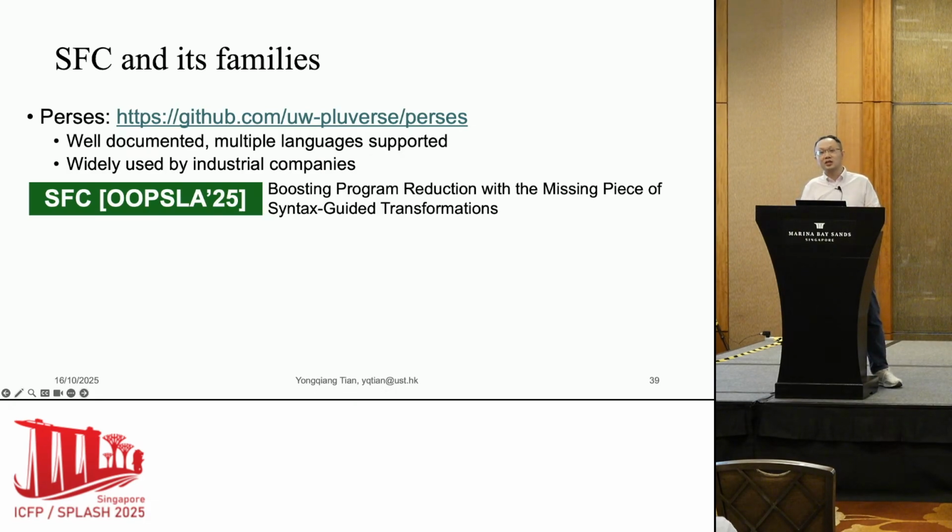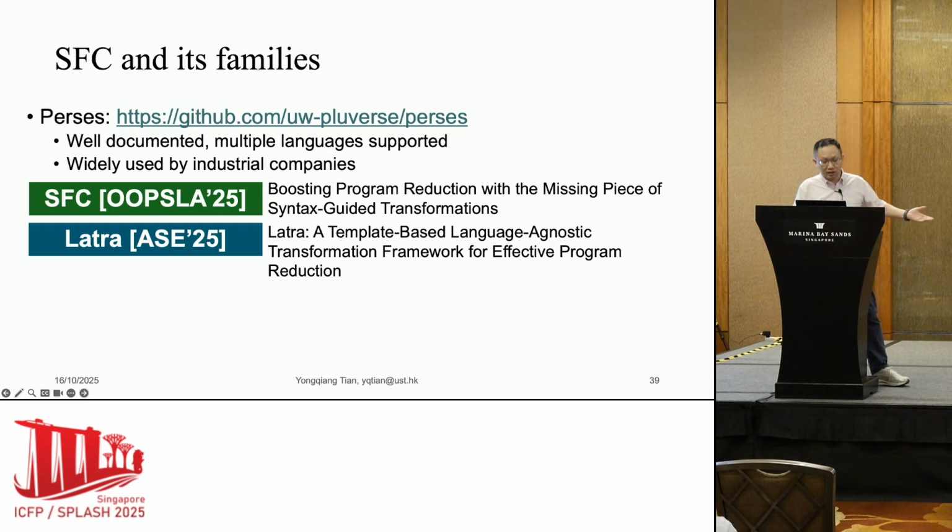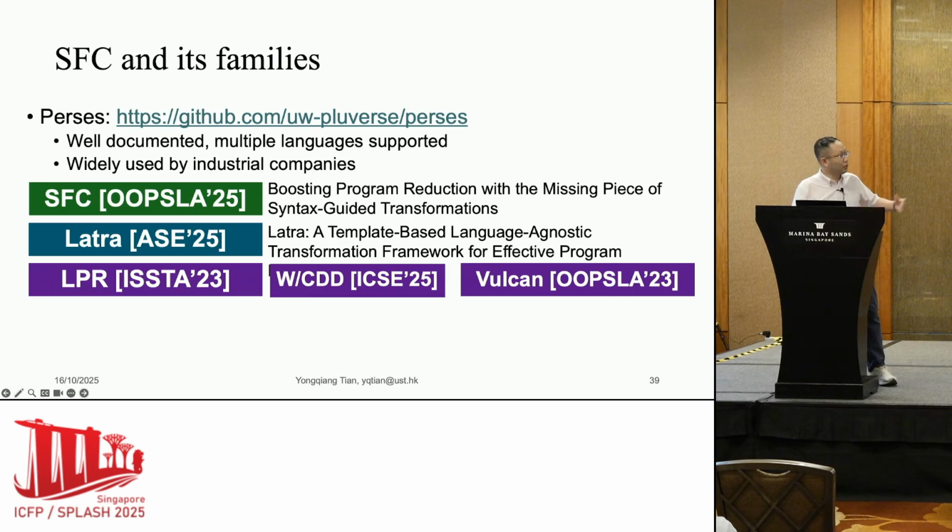So at the last, I want to introduce our FSC and its families. FSC and Perses are open source on GitHub. In addition to FSC, we also have Lara, which is a template-based language-agnostic transformation framework for efficient program reduction, which is going to be published in ASE 25 next month in Korea. And actually, we also have LPR, which was published in ISSTA 23, the first approach using large models to help the reduction. We have WDD, CDD, and also Vulcan.